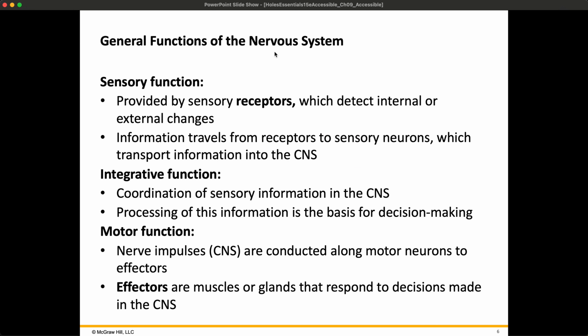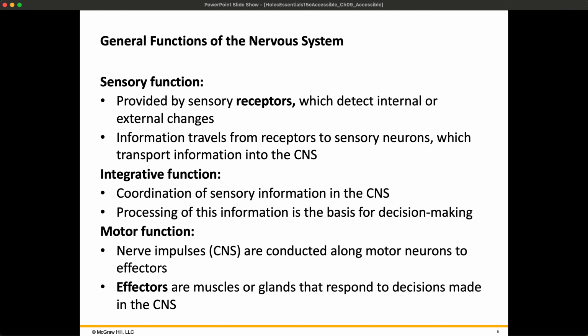So breaking down these functions a little bit more, the sensory function is used from receptors. Remember, we learned about those tactile receptors, free nerve endings, all of those things in our integumentary lab portion. Those are all types of receptors that are detecting internal or external changes, and then they're taking that information into the central nervous system. Once there, you have interneurons, what we call those interneurons, that have this integrative function to then process whatever that sensory input is.